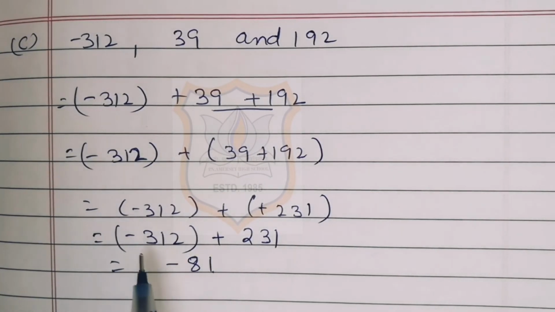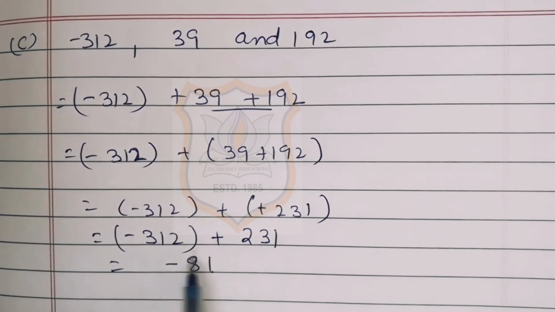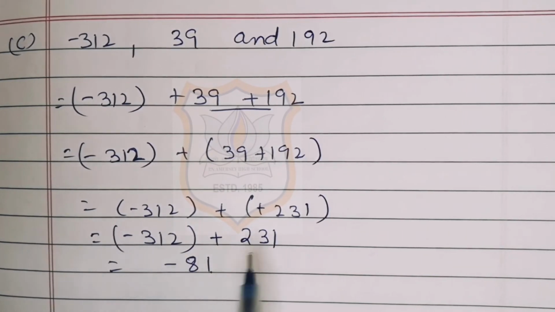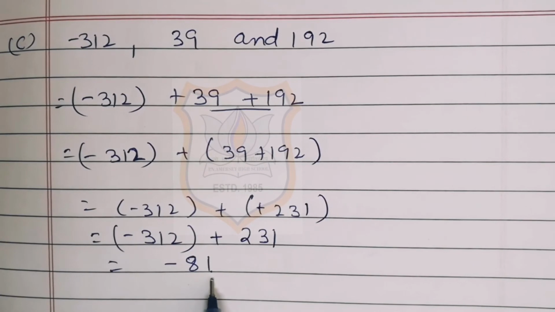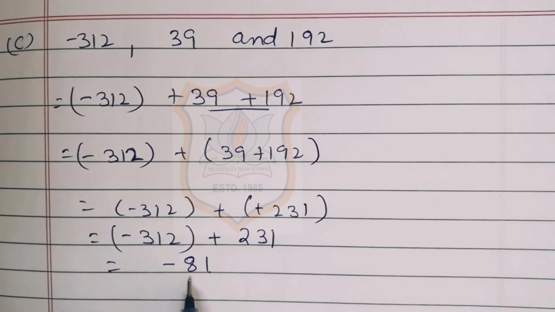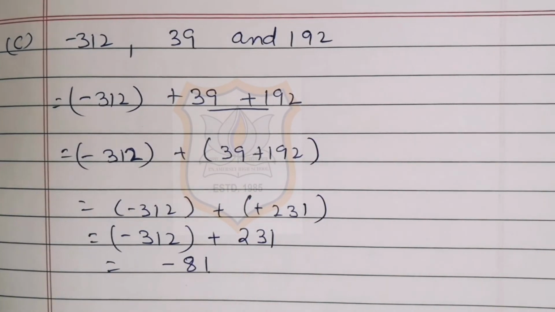Here plus sign is there and here minus sign is there. So plus minus is minus. So we will subtract 231 from 312. By subtracting these two integers, we will get 81 and the answer contains the sign of the greater digit. Here the greater digit is minus 312. So the answer is minus 81. Students, try to solve D part of question number 4 by yourself.